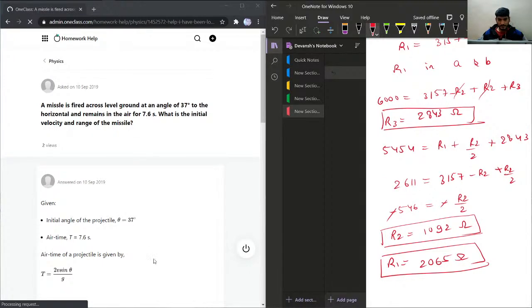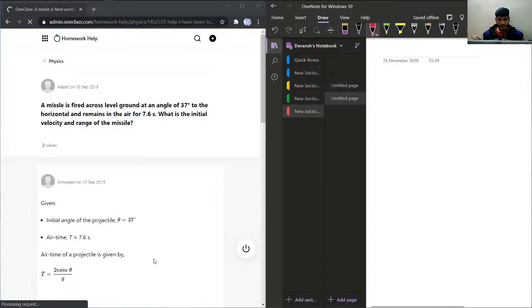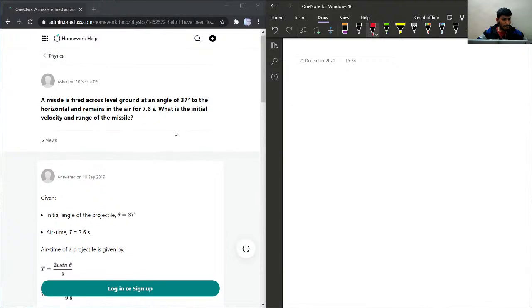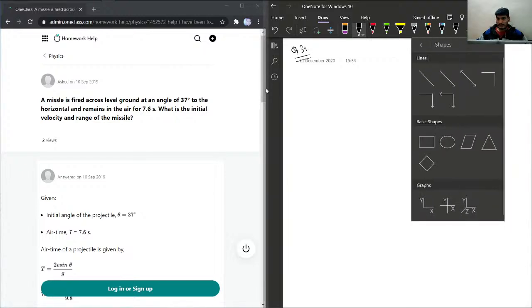This will be question number 3. So question number 3, we have a missile is fired across level ground at an angle of 37 degrees to the horizontal and remains in the air for 7.6 seconds. So let's say I'll draw one axis here.